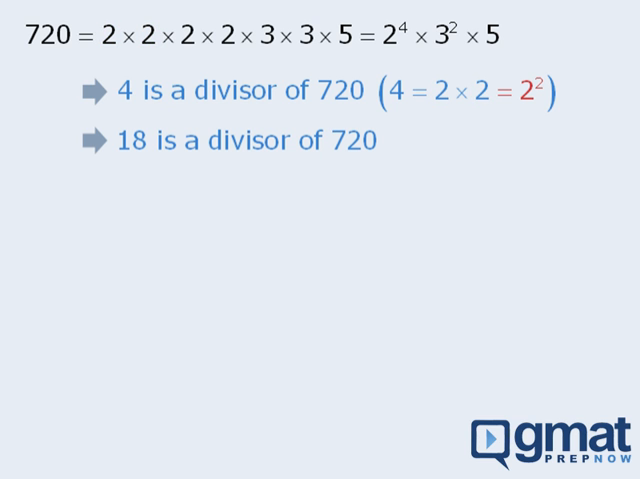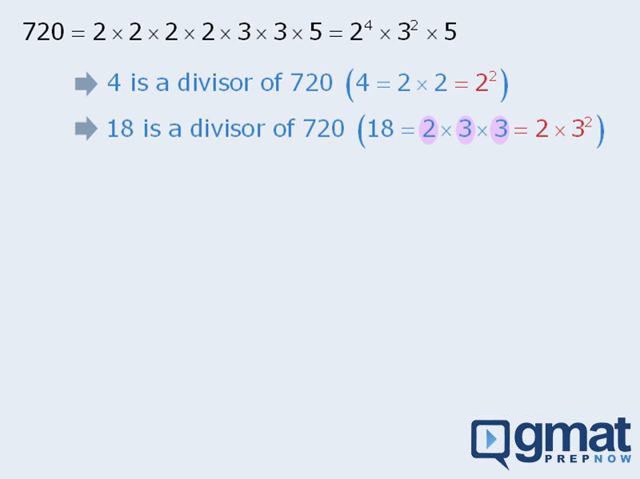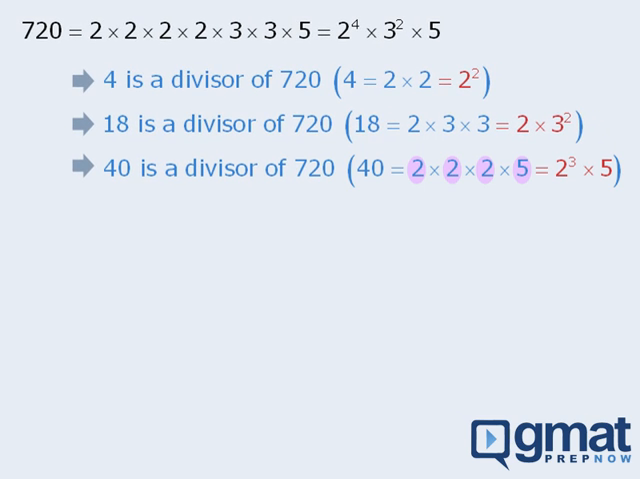Similarly, 18 is a divisor of 720, since 18 equals 2 times 3 times 3, and in the prime factorization of 720, we have 2 times 3 times 3. Finally, 40 is a divisor of 720, since 40 equals 2 times 2 times 2 times 5, and this same product can be found in the prime factorization of 720.